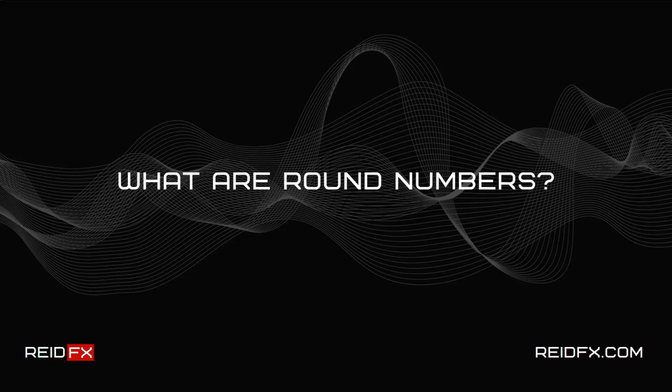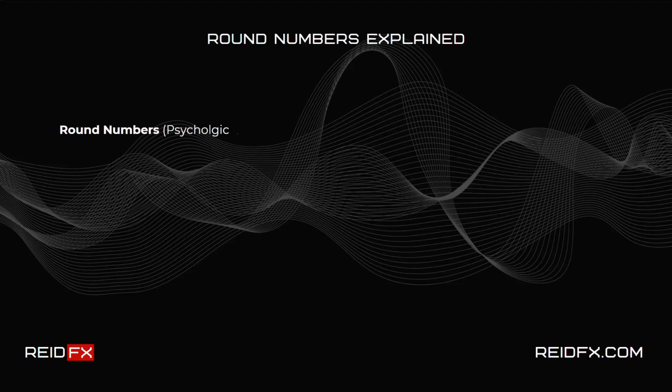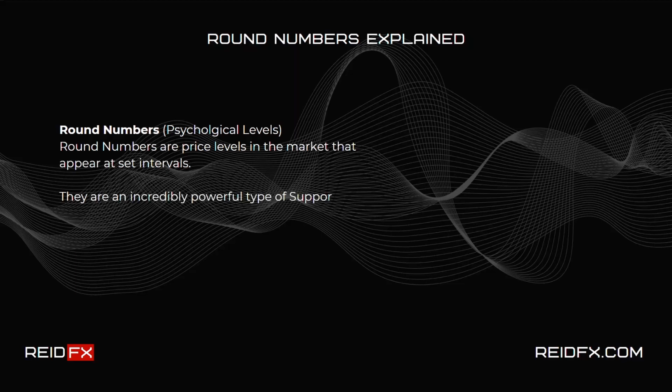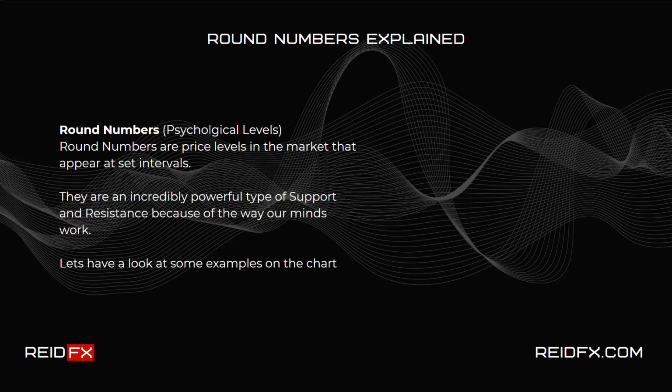In this lesson, we're going to answer the question, what are round numbers? In the previous lesson, we looked at support and resistance, and we looked at 3 of the 4 types. We covered horizontal, diagonal, and dynamic support and resistance. Now the 4th type is psychological support and resistance, also known as round numbers.